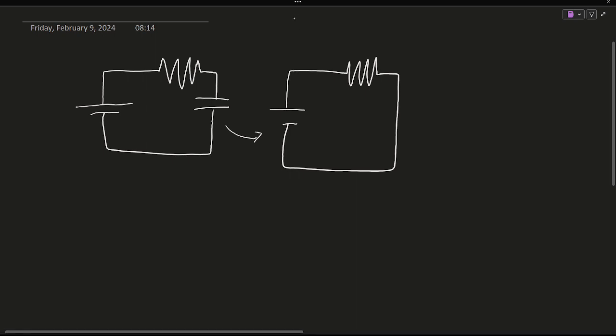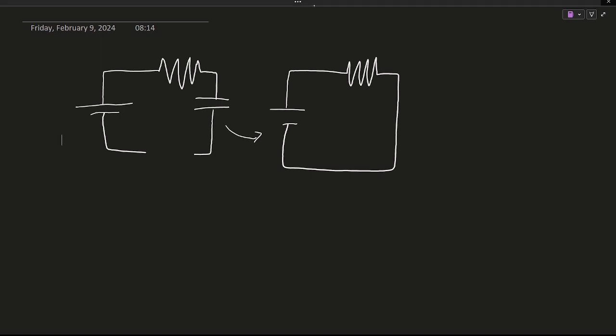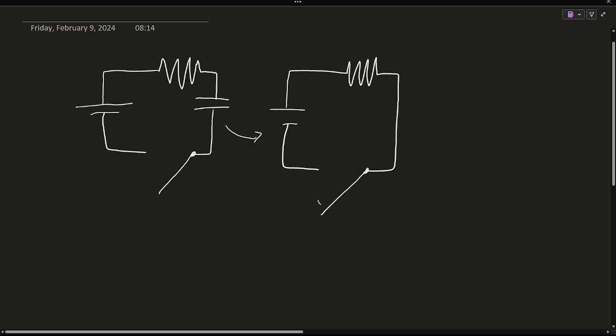But then, as soon as you actually power on the circuit, I guess I should have drawn a switch in here. Let me add a switch. So there's no current actually flowing, but as soon as you close the circuit, immediately after you close the circuit, it's going to act like this drawing here with no capacitor at all.